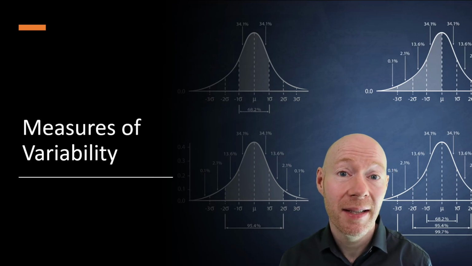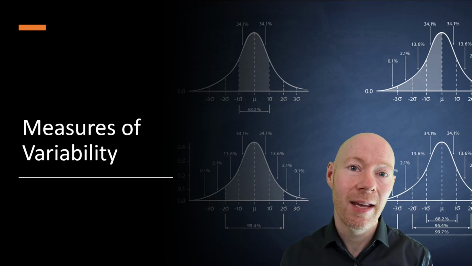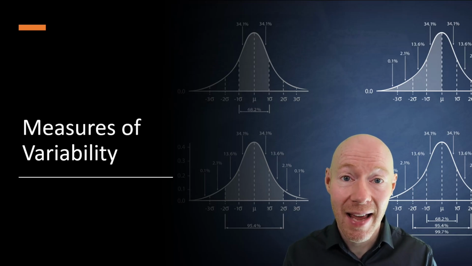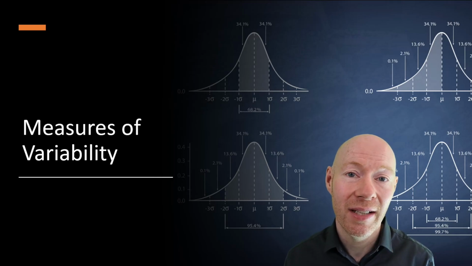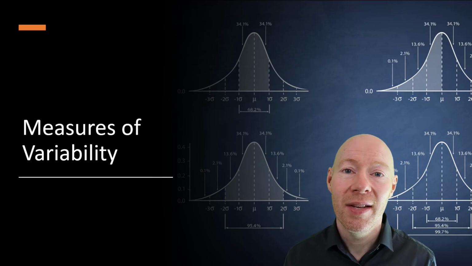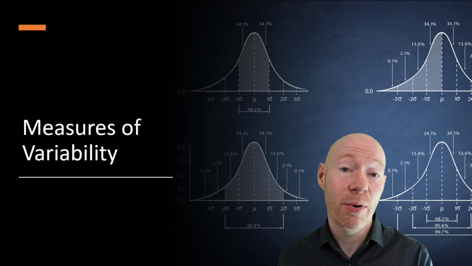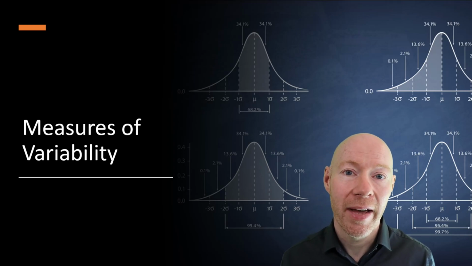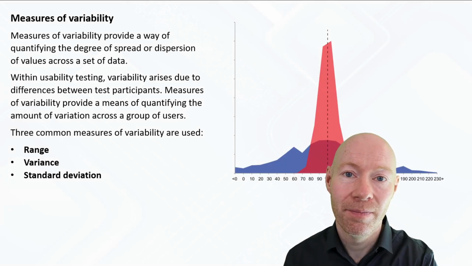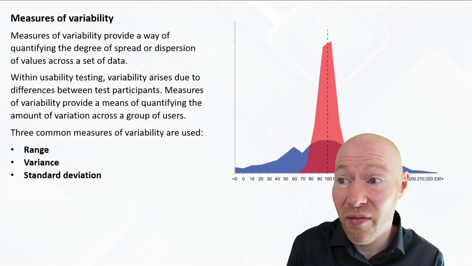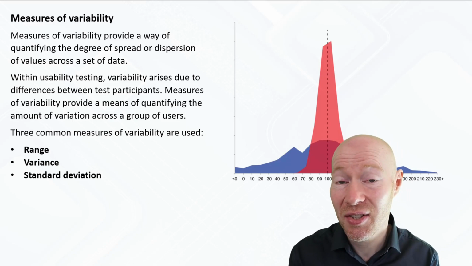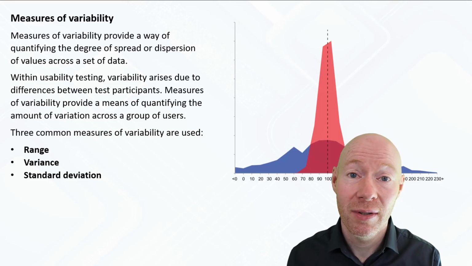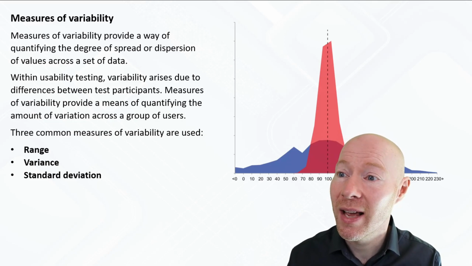Measures of variability provide us with a way of describing the amount of spread, the amount of variation, distribution that we have inside our data. In this section, we'll have a look at a number of common techniques that we can use to measure that variation. So as we said, it provides us a way of quantifying, of attaching a number to the degree of spread or dispersion across values inside a data set.